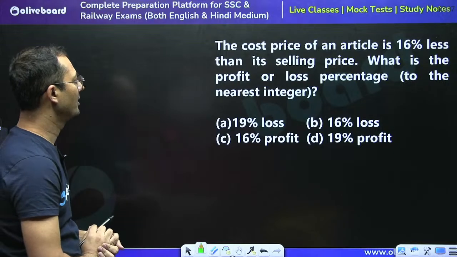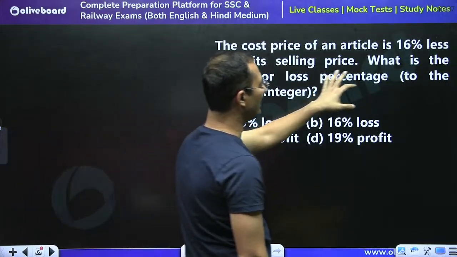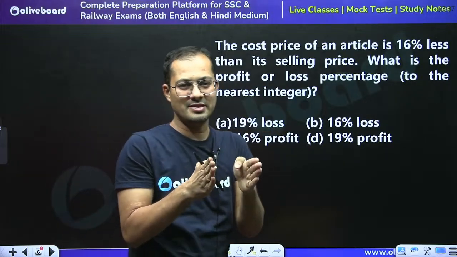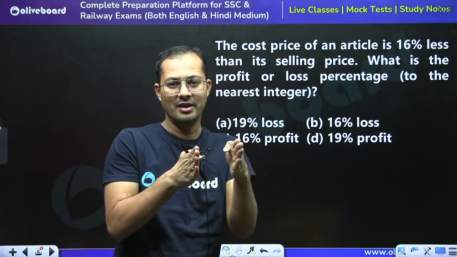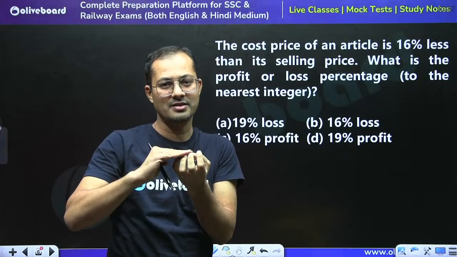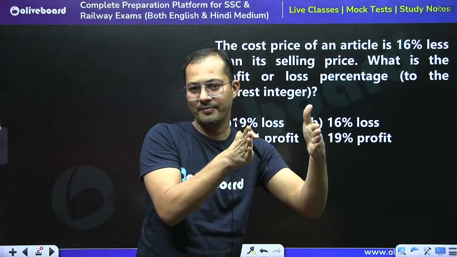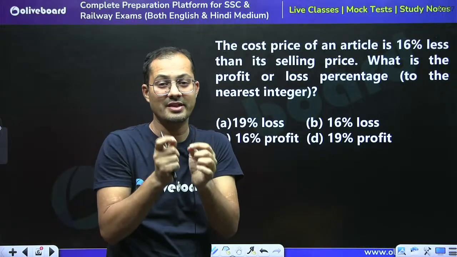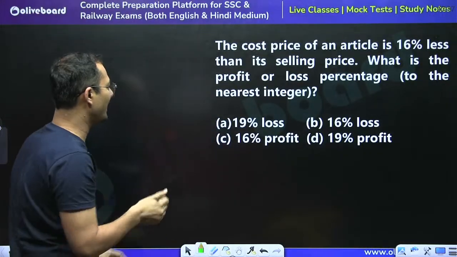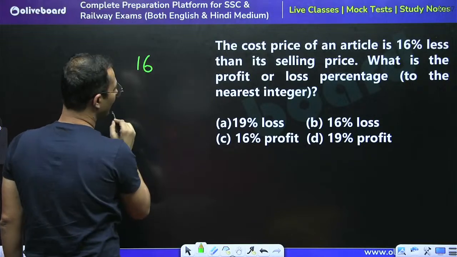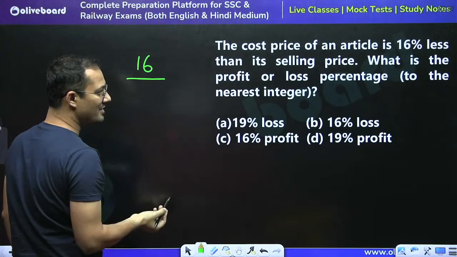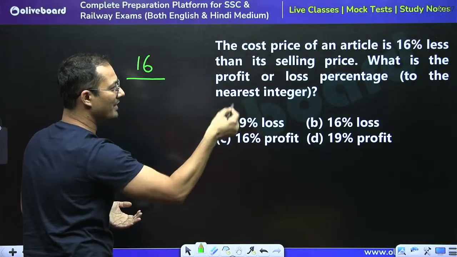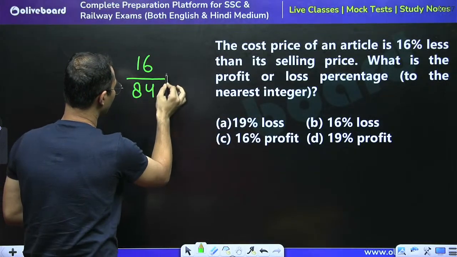See, the cost price of an article is 16% less than its selling price. So here the base is going to be the selling price. If my selling price is rupees 100, then the cost price is 16 less. It means there is a profit of 16 at the cost price. And the cost price is 16% less than the selling price, so 100 minus 16, it is going to be 84 into 100.